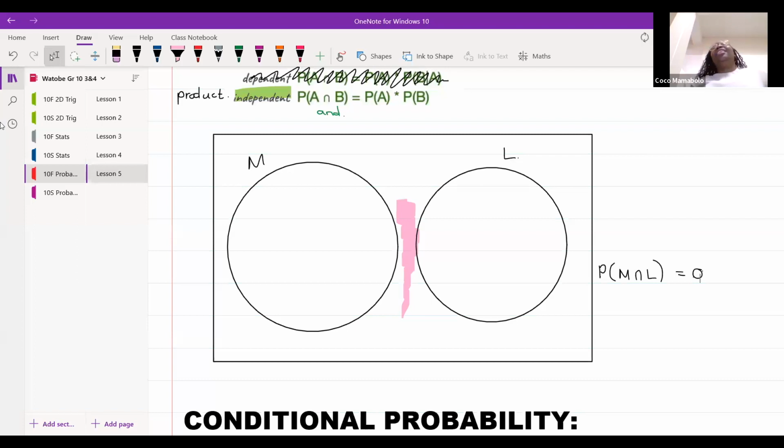Yes, Keegan, when two events are mutually exclusive, the probability of the intersection of those two is equal to 0. Okay, it's equal to 0. All right. Thank you, Mfundo.